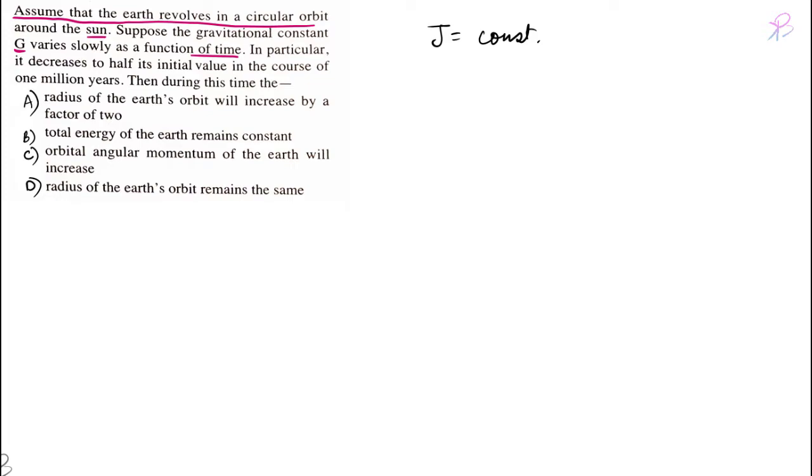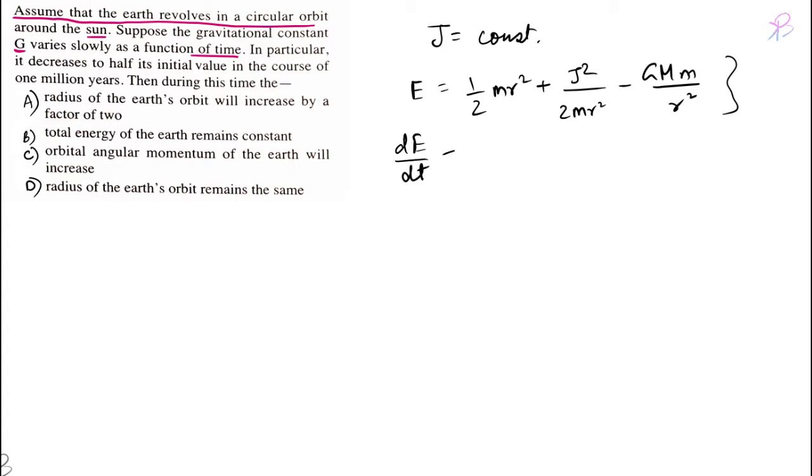Okay, and if you write the total energy, which is in the form of half m r dot square plus J square by 2 m r square minus G M m by r, so you are familiar with the total energy in a central force field. Now in the problem it is said that G is not constant. So basically dE by dt is not equal to 0.